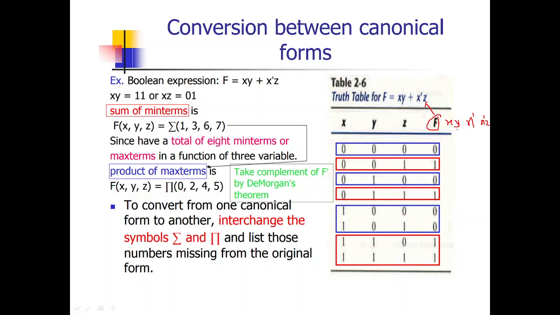So this and this have to be ORed. Okay, so those intermediate columns are omitted here. They directly give the value of the output Boolean function f.